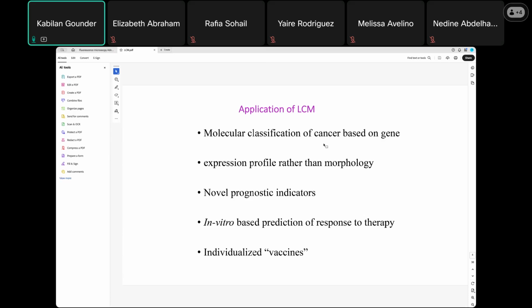Also, we can understand the expression profile rather than the structure or morphology. Also, we can study novel prognostic indicators using this kind of technique. Also, we can predict the in vitro based response to therapy. Also, if you study individualized vaccines or individualized medicine, this technique will help to understand further precisely.